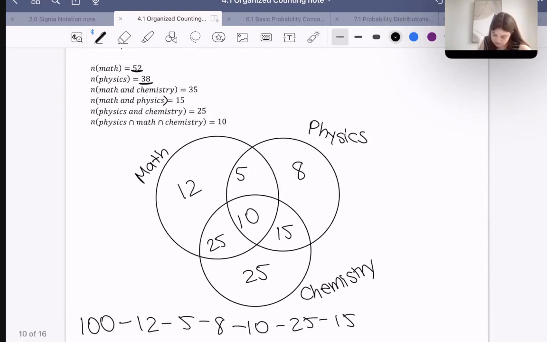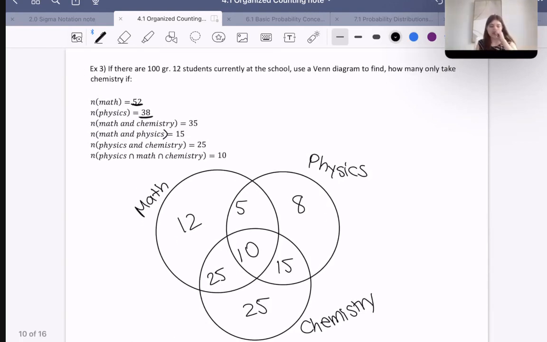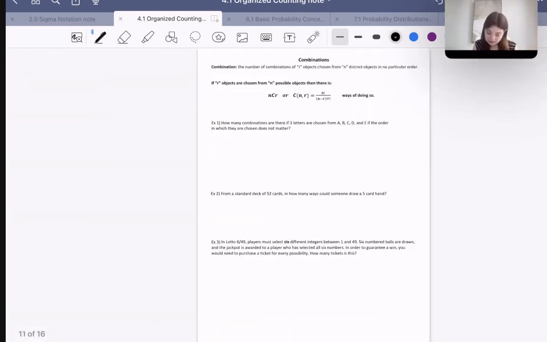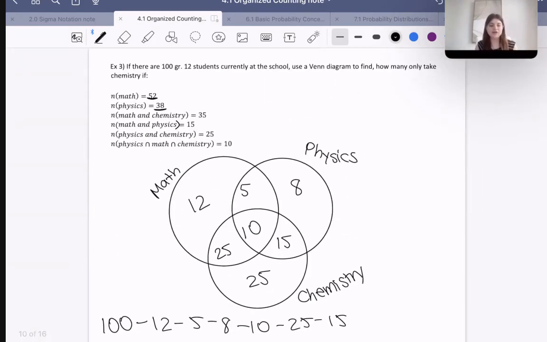Very good. All right, well, that is it for today with the Venn diagrams. Good work today, and I'll see everybody next time. Next time, we're going to be talking about combinations, which are similar to permutations but have a specific distinction that we'll discuss then.